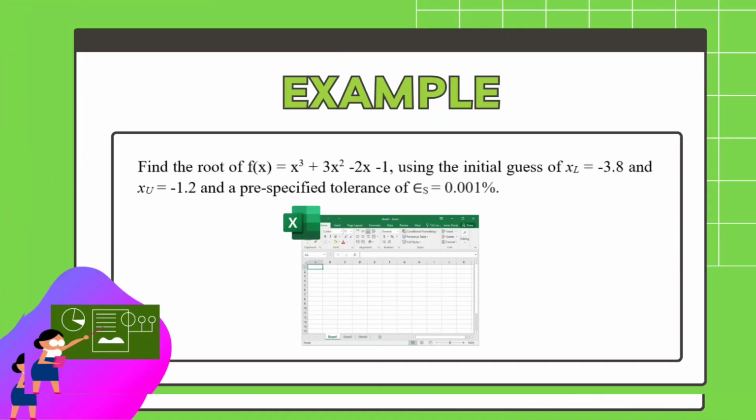And to understand well the bisection method, we will have an example. The problem is to find the root of function of x equal to x cubed plus 3x squared minus 2x minus 1, using the initial guess of XL equal to negative 3.8 and XU equal to negative 1.2, and the pre-specified tolerance of 0.001%. We will be using Excel for this method.